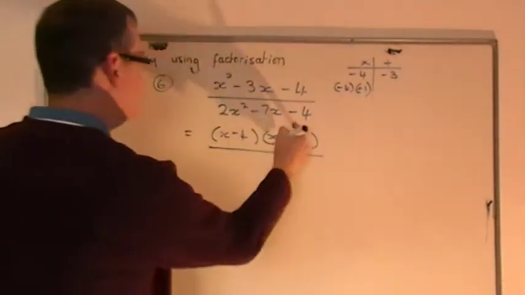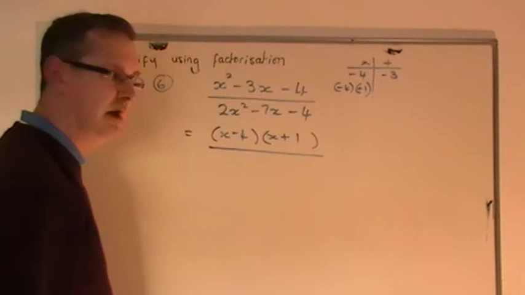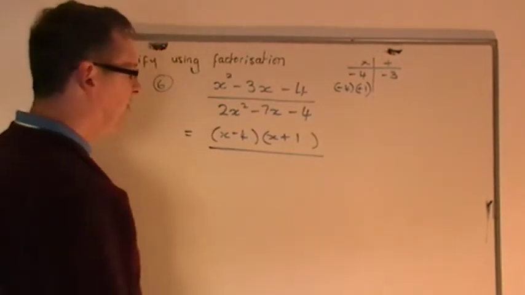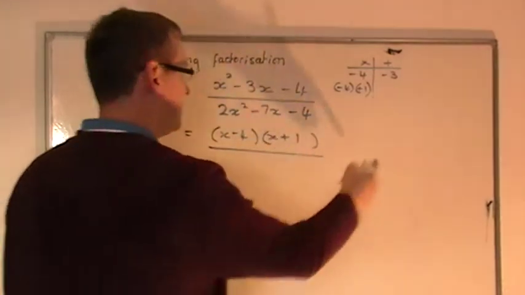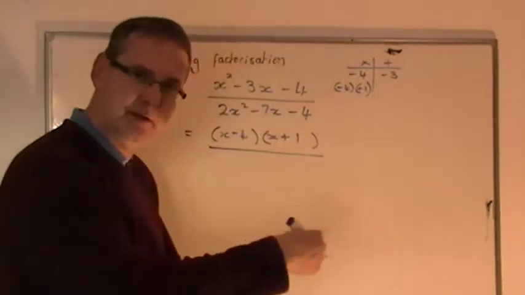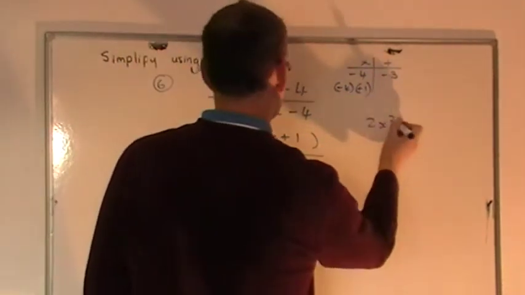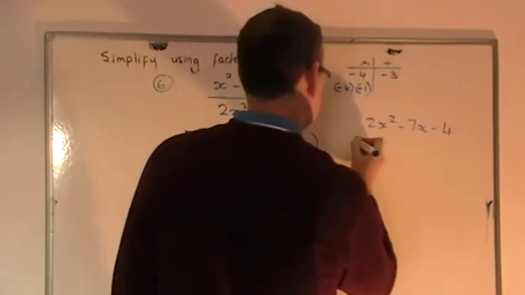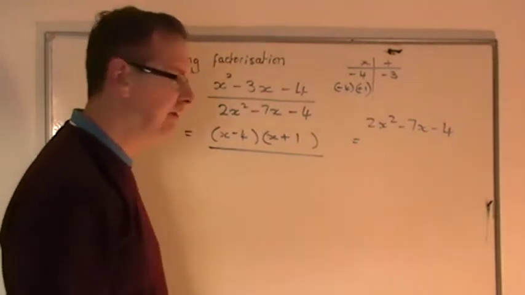Bottom line, common factor? No. Difference of two squares? No. Easy table method? No. So what I'm going to have to do is the hard table method. Now that means I'm going to have to factorise this by the hard table method, which is actually quite tedious. So what I'm going to do is just do a side factorisation. Let's write this out at the side and we'll go through the hard factorisation technique.